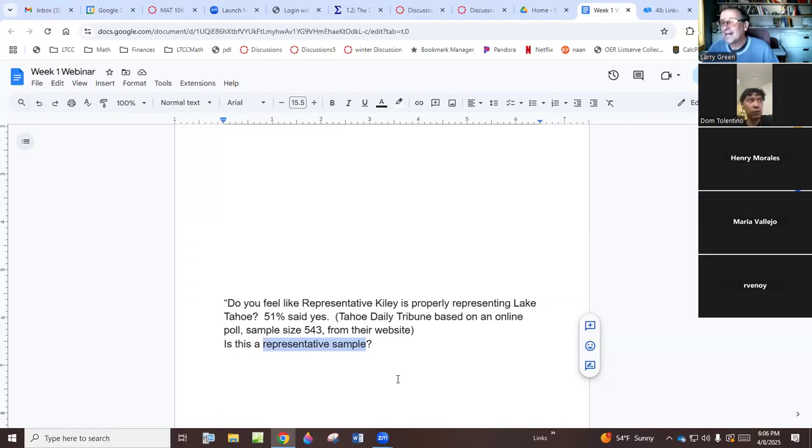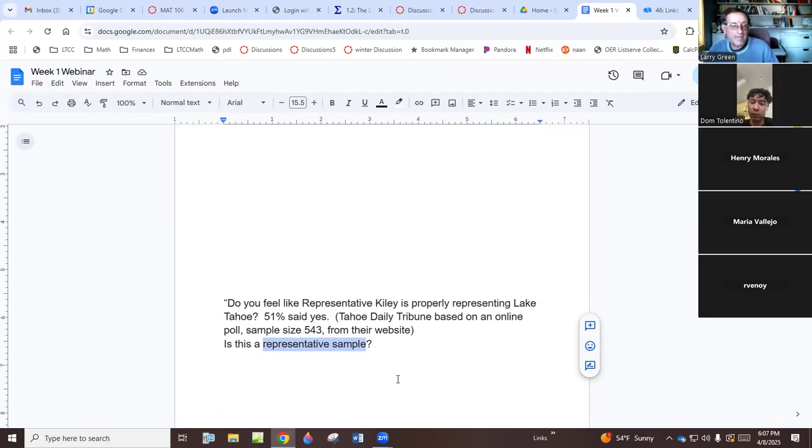Okay. All right. So we got one person that says, not everyone has access to it or knows about the poll. I think it's right that not everyone knows about the poll. Nowadays, not everyone, but almost everyone has internet access, by the way. It's all free, by the way. The Tahoe Daily Tribune. Numbers can be manipulated.